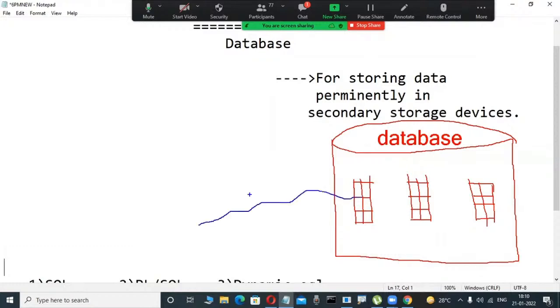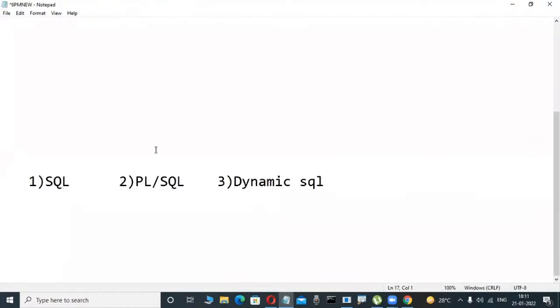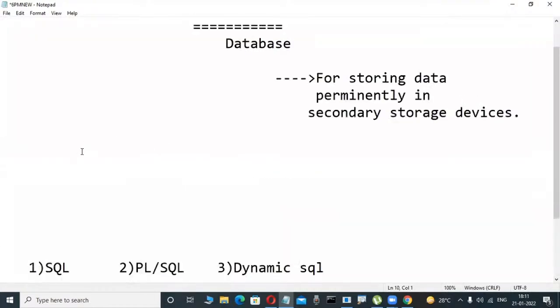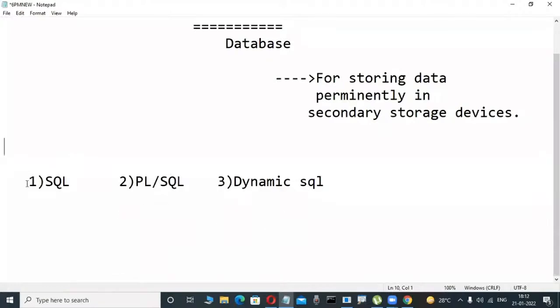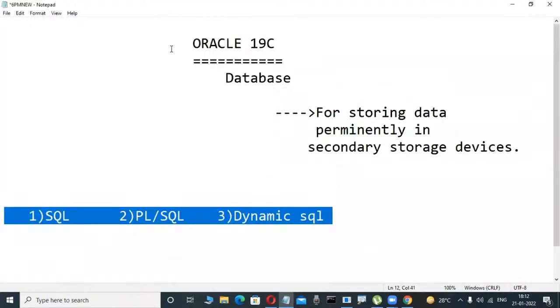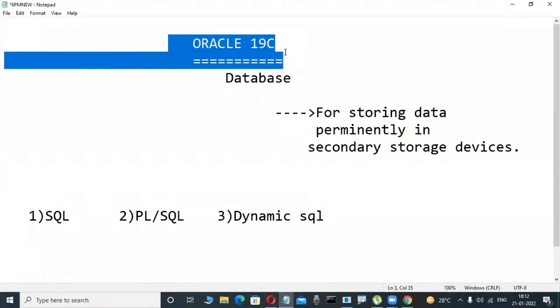About this data, using SQL as a language, structured query language. Yesterday, up to this one I was telling, a small thing only. That's why what I was telling yesterday: if you want to operate this Oracle software, we are using SQL, structured query language. Another language is what? PL/SQL, procedural language extension for SQL. Another language is dynamic SQL. Through these three languages, we are operating this Oracle software in your companies.